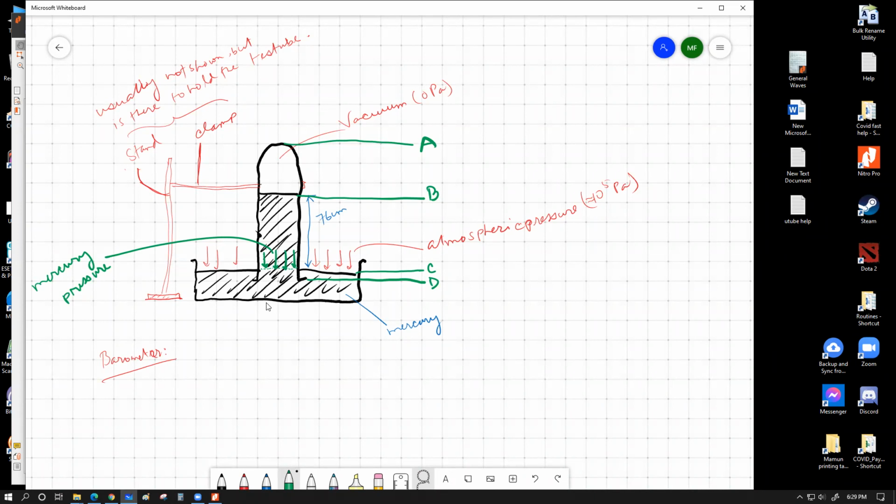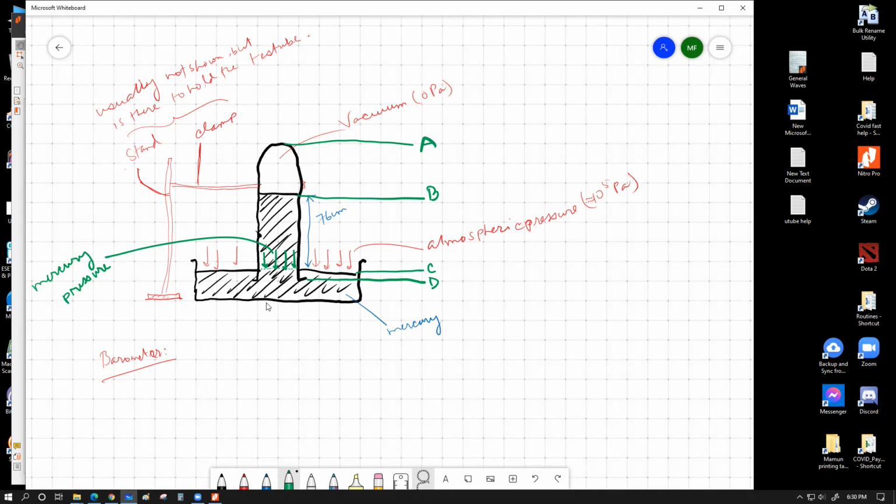and is opened, comma, mercury inside the test tube starts flowing out into the mercury bath. Full stop.